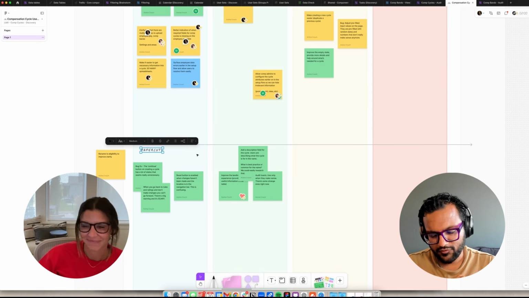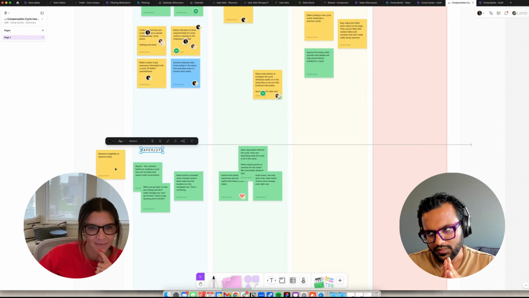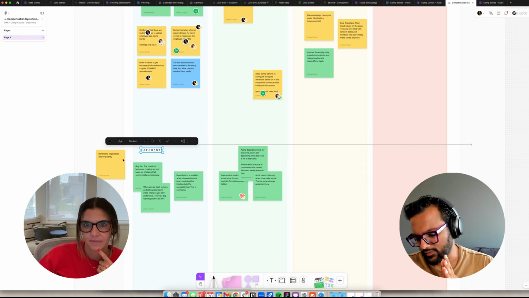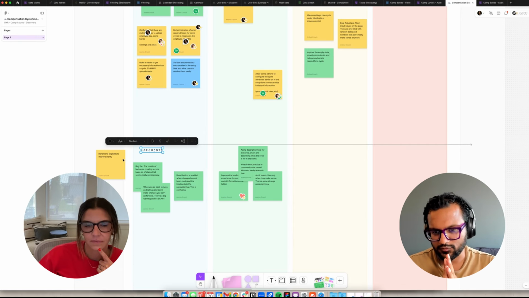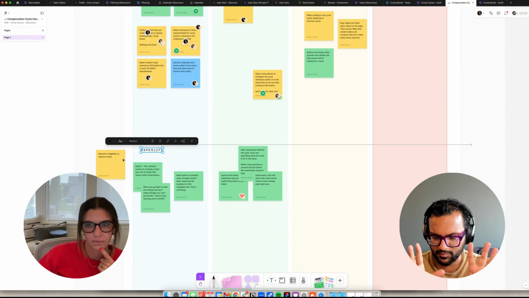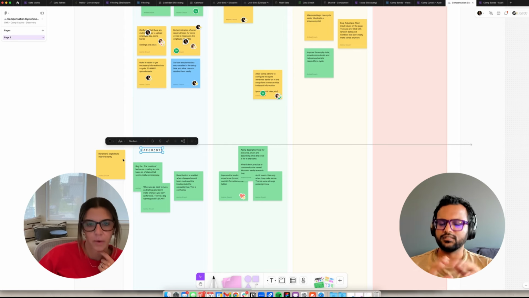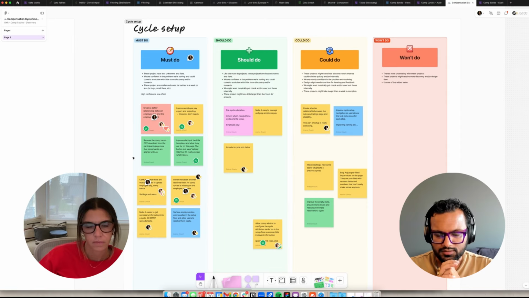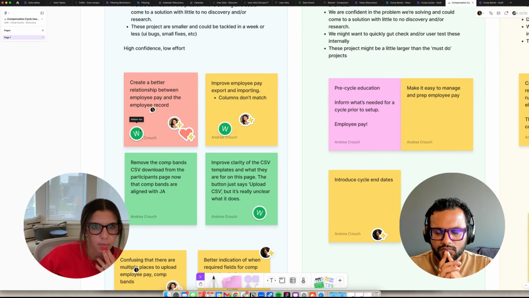So when it comes to figuring out the priority, it's still at that specific project level, right? It's not like the entire roadmap for 2024 for Lattice, but just within the realm of this project. What is the must-do that the team should do? For this one? Yeah. So this is pretty high level.